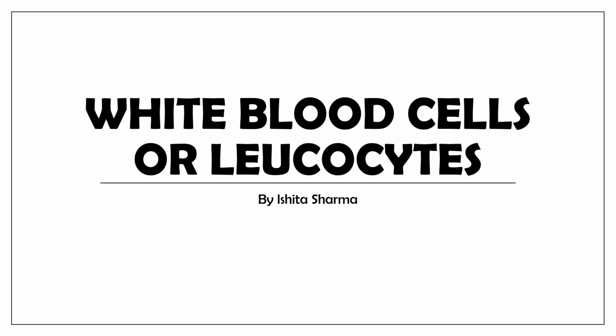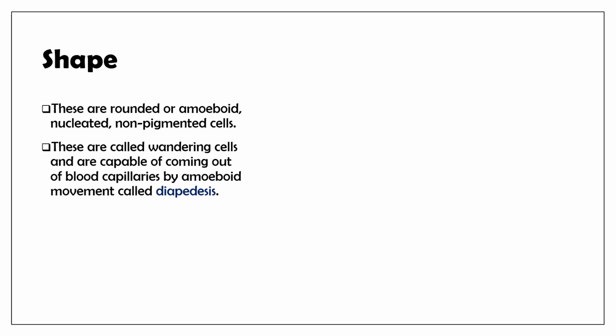White blood cells are the cells that protect us from harmful antigens and provide immunity to our body. If we talk about the shape of these WBCs, they are rounded or amoeboid cells. They have a nucleus and they are non-pigmented cells.